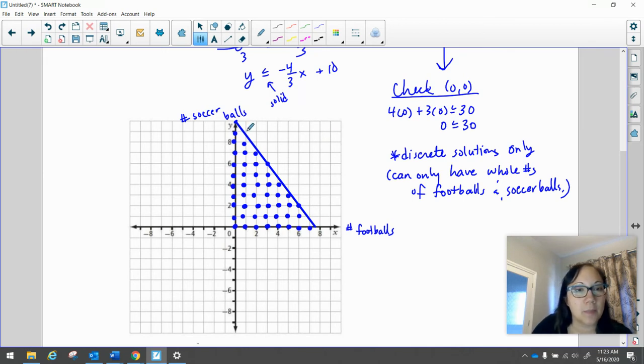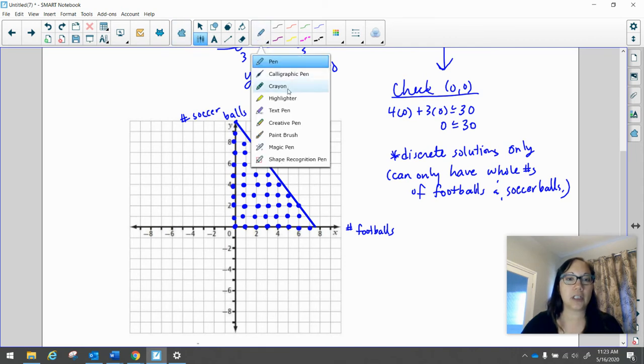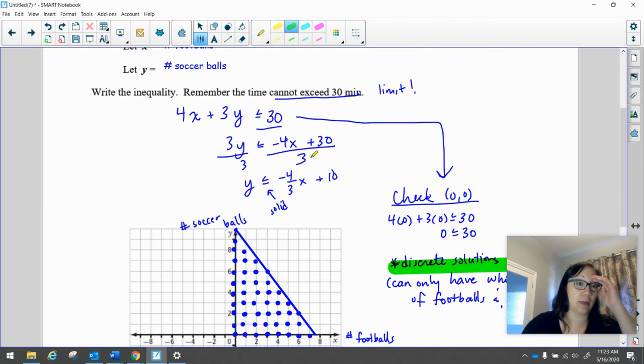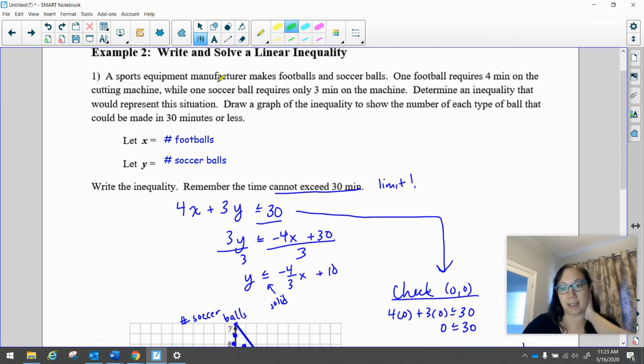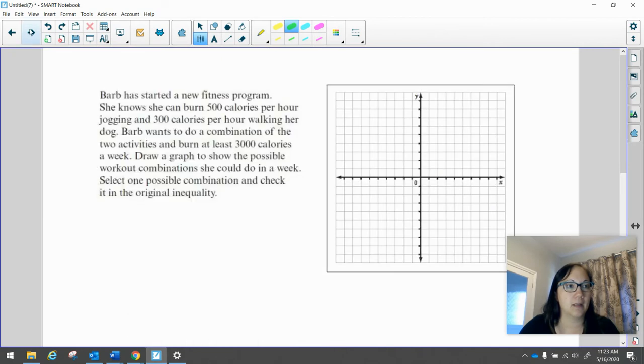So I'm not shading this point because it's to the right of the line. And to be honest, I can't remember if your textbook does that or not. If it just shades it, then that would imply that everything's possible, including partial footballs and soccer balls. But if you see the dotted region, it's because we have discrete solutions, which means no partial values. So these aren't continuous. Things like time or growth of something are often continuous. Things that are about items are usually discrete.